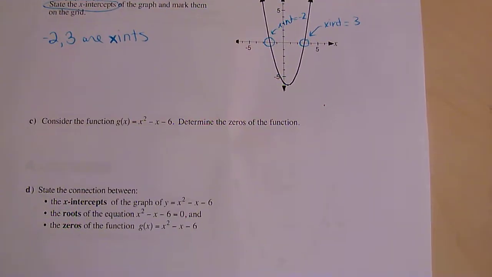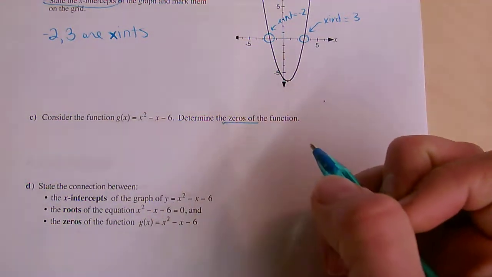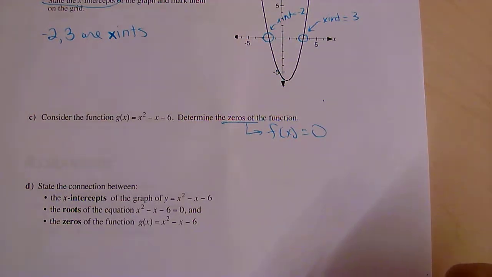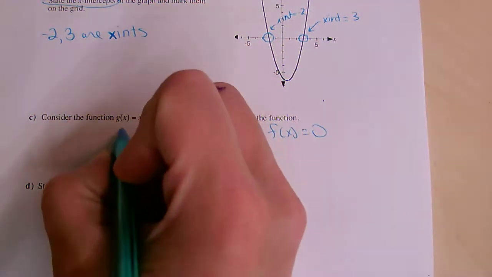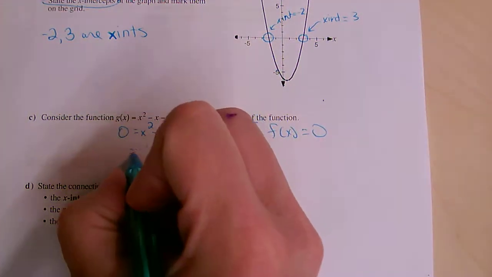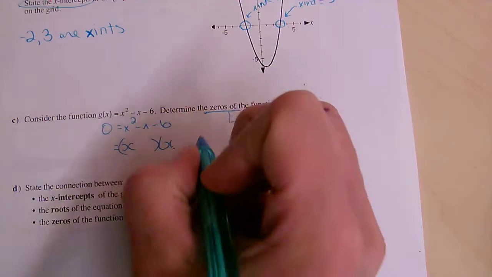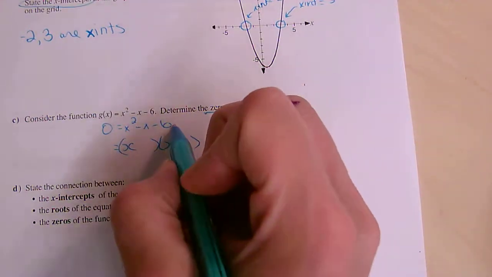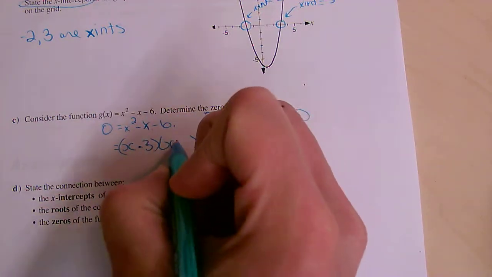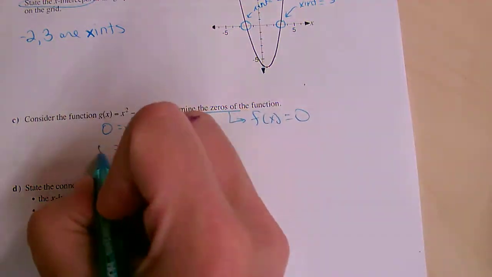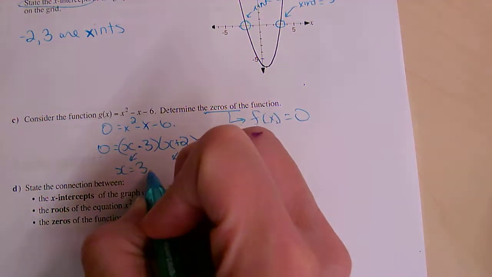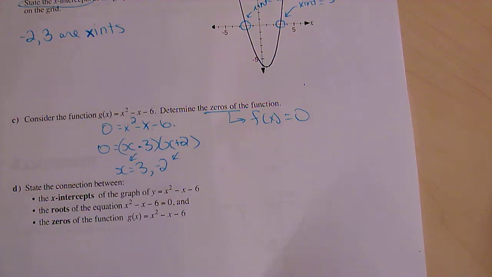Okay, consider the function. Determine the zeros of the function. Well, the zeros of the function are when f of x is equal to 0, or in this case g of x. So we still set it equal to 0. We're still going to factor it the exact same way as we did before. So what multiplies to be -6 that adds to be -1? That's going to be -3 and +2. And then we set each one of those equal to 0, so x is equal to 3, x is equal to -2.